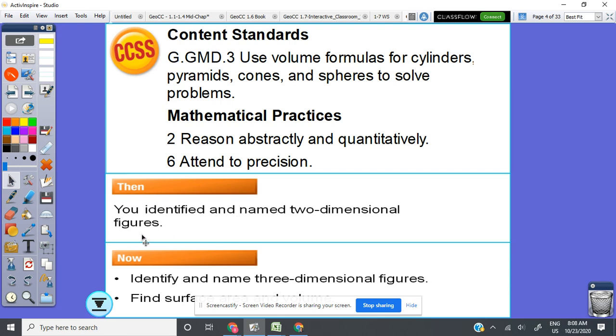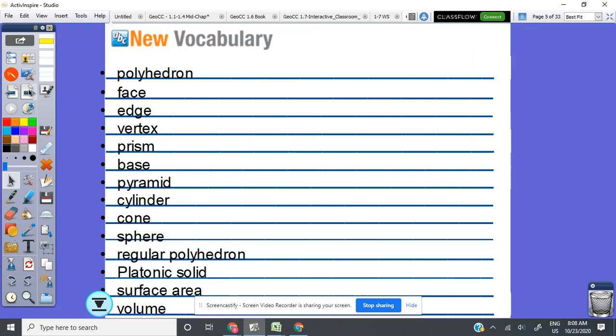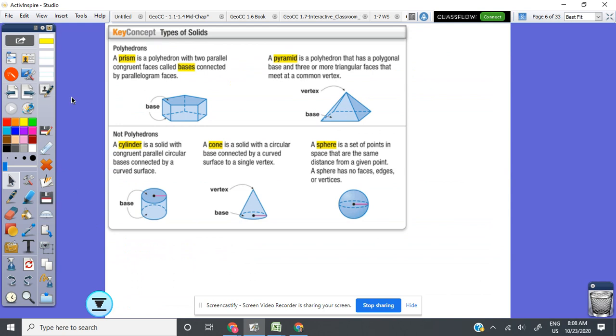In the past, we identified and named two-dimensional figures. Now we're going to name three-dimensional figures, and we're going to find surface area. Again, all the vocabulary. Okay, so here's all the vocabulary. This is why I wanted you guys to copy yesterday. If you didn't get to it yet, just get to it after class today.